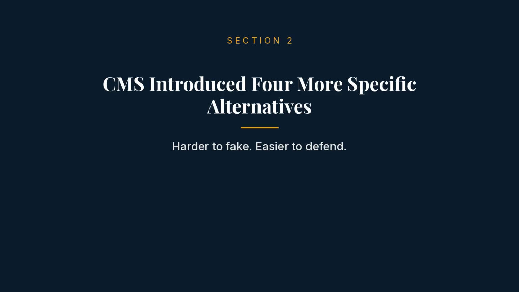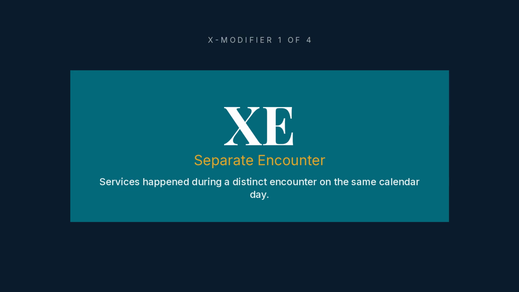That's why CMS introduced 4 more specific alternatives, the X modifiers. They still do the same basic job as Modifier 59, they unbundle services, but each one tells the payer exactly why the services are distinct, which is much harder to fake and much easier for you to defend in an audit. Here's the breakdown. XE, separate encounter.